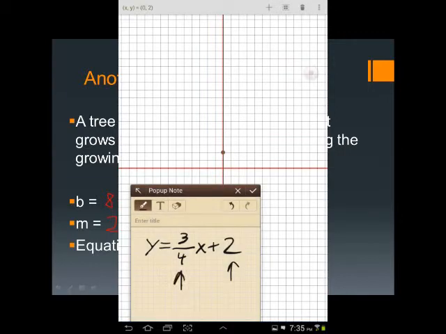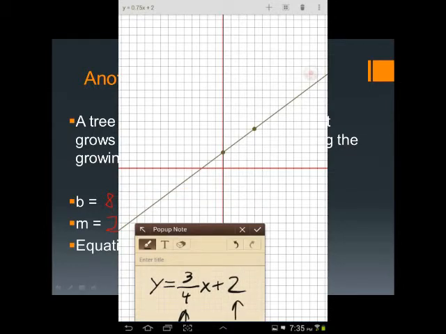So from this point I'll go up 1, 2, 3. To the right, 1, 2, 3, 4. And there we go. So I have this line drawn. And what you would normally do on your paper, unless you have a straight edge, is go ahead and count up 1, 2, 3, 1, 2, 3, 4. A second time, maybe a third time.